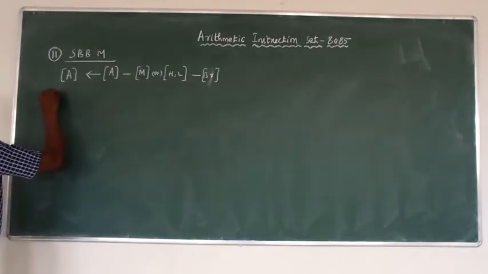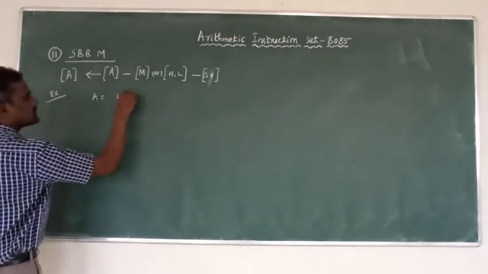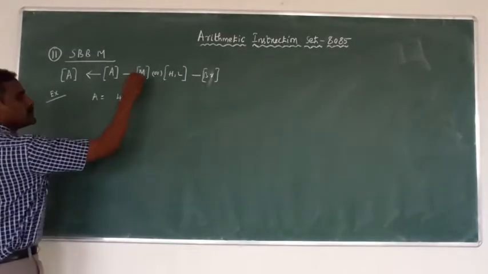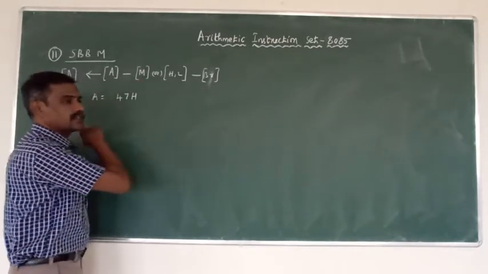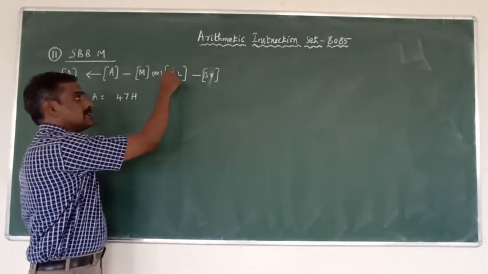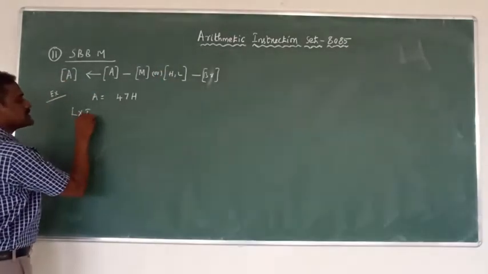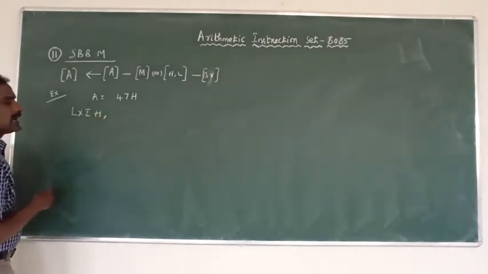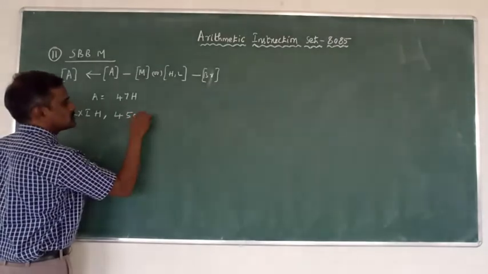Example: A register 47 and memory address location data. The memory address will be initialized in the HL register pair. First we have to represent what the memory address is. LXI H, 4503H.